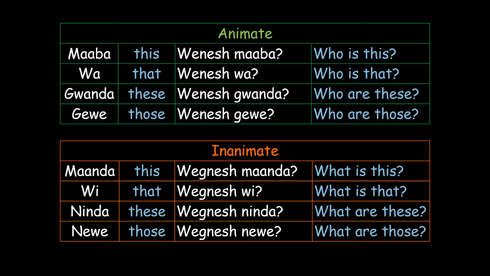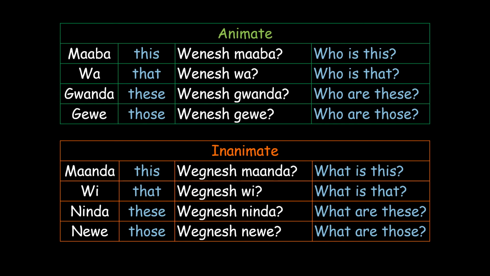And now we look at the orange box at the inanimate demonstrative pronouns. Manda, this. The question would be wegnish manda. Remember that wenish means who, wegnish means what. I use the terms wenish for who and wegnish for what. This is to get you used to knowing that wenish is who and wegnish is what.